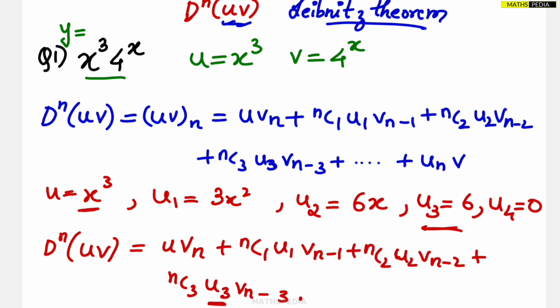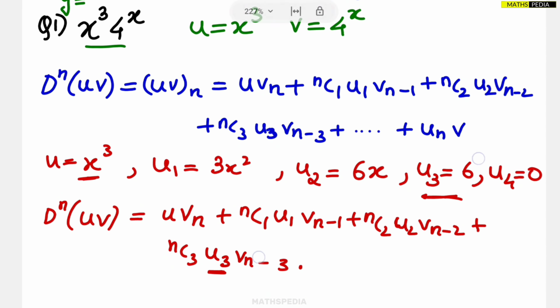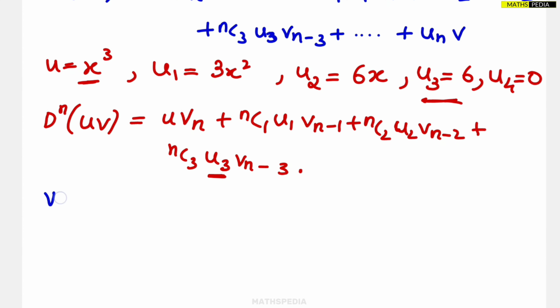So what all things we need to find out? We need to find vn, vn minus 1, vn minus 2, vn minus 3, nC1, nC2, nC3. All terms have to be found out. Let us see that. So v, what happens? We have got it as 4 power x. If y is equal to a power mx, then the nth derivative will be what?